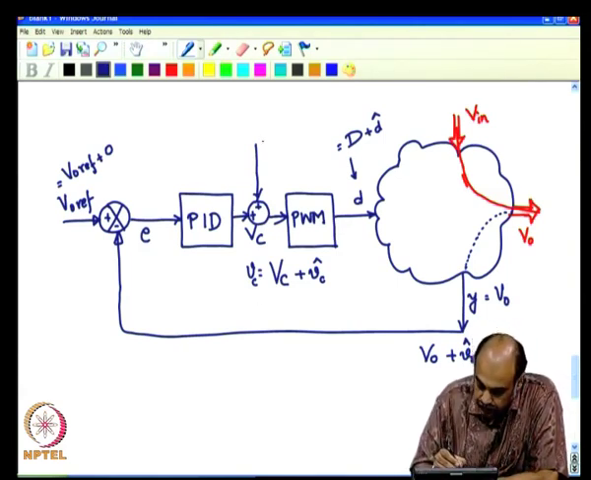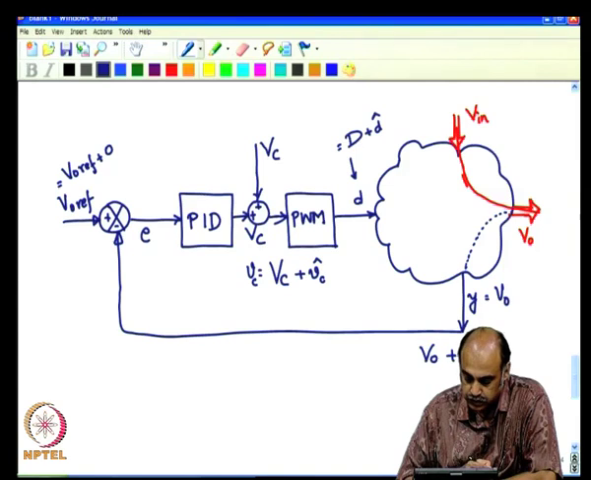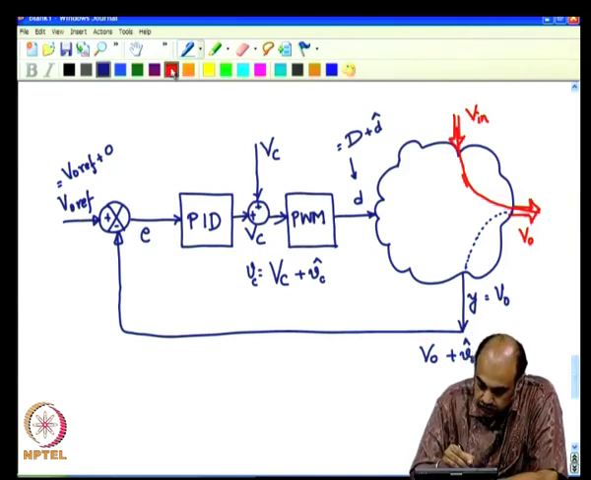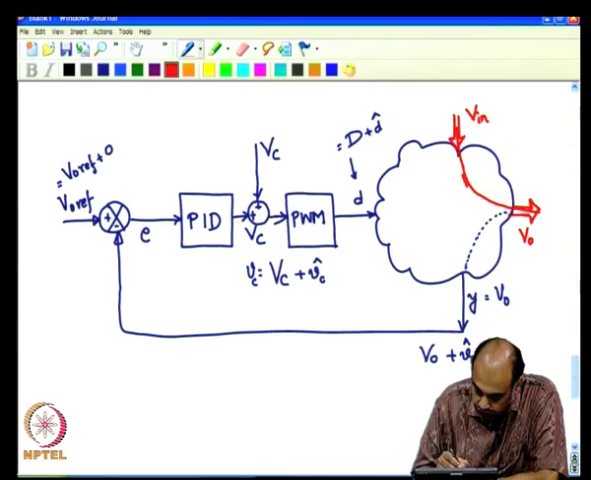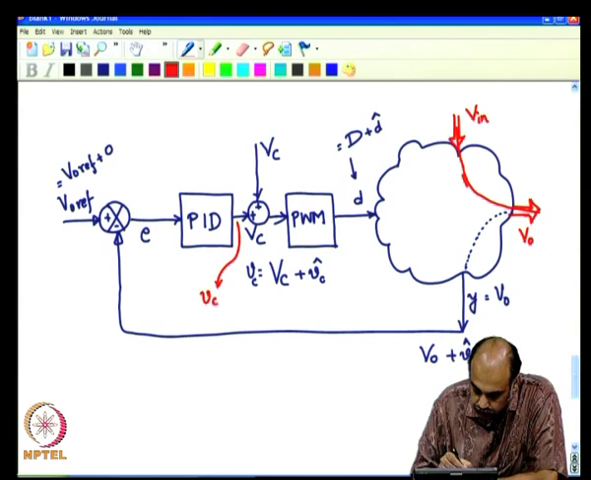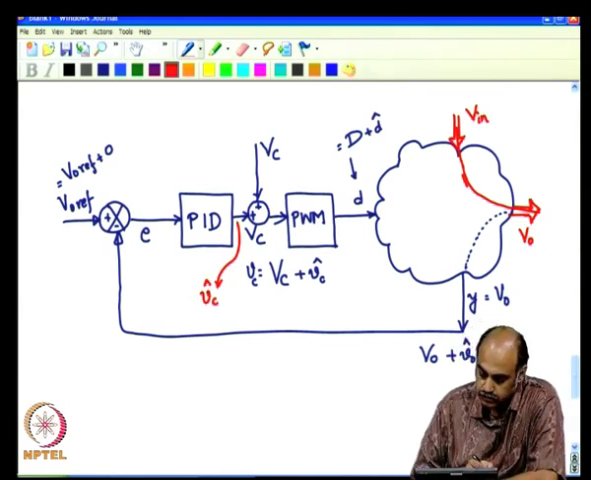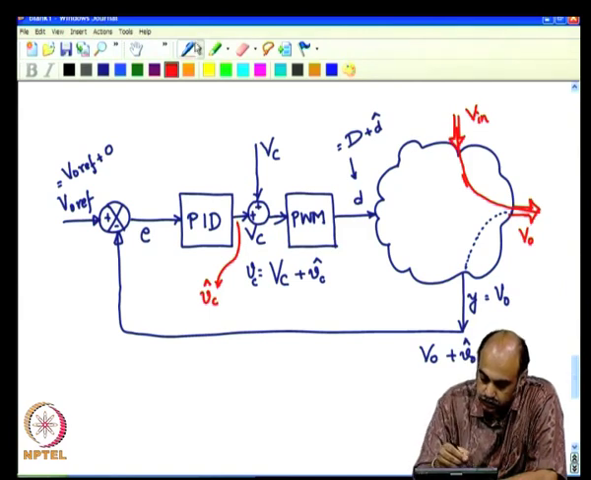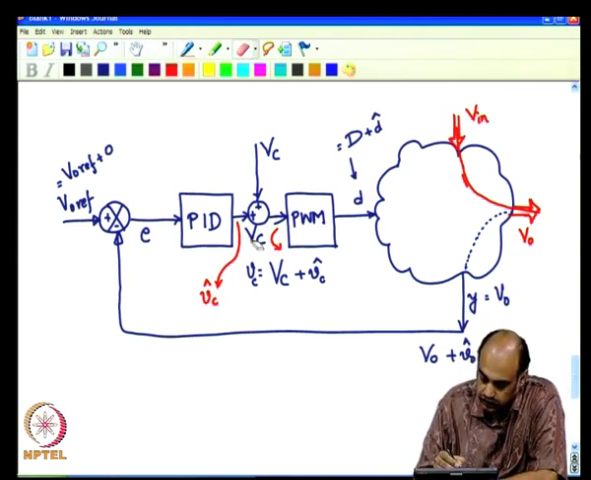So, let us say I am going to insert VC here, the steady state portion of the VC, which means what will be coming in here would be VC hat, so that at this point it is VC plus VC hat.